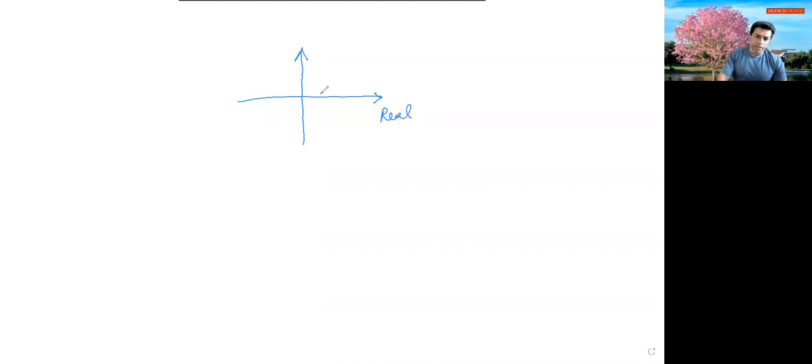You know that this is the real axis. All the positive real numbers will be on this side, and all the negative real numbers will be on the negative side. And this is the imaginary axis, and this is the negative imaginary axis. So all the j numbers are on the positive imaginary axis, and all the negative j numbers will be on the negative imaginary axis.